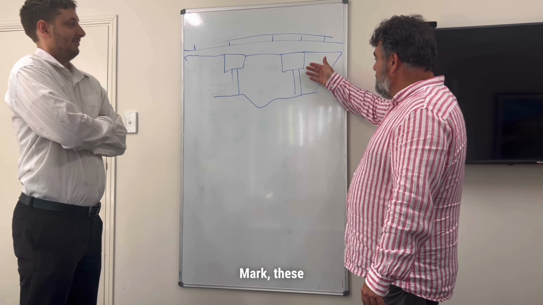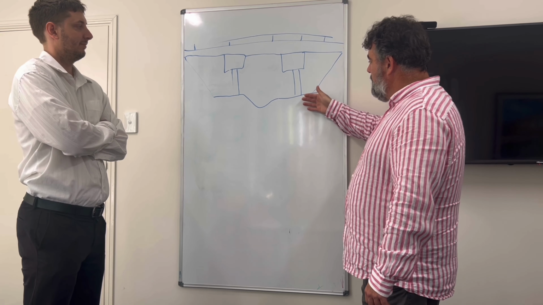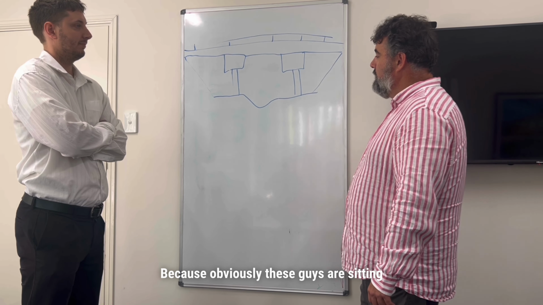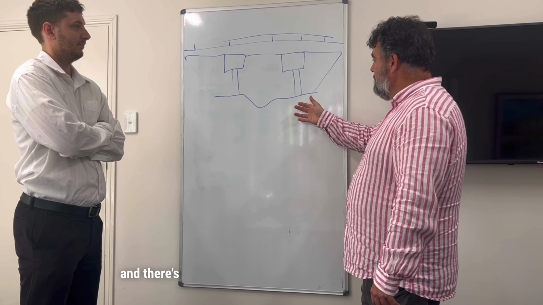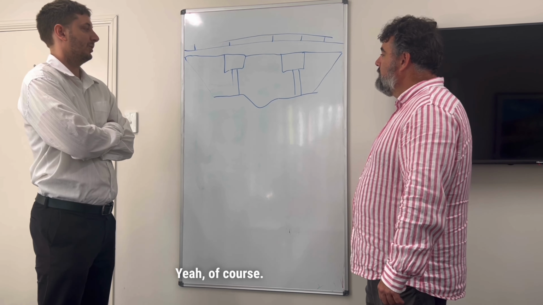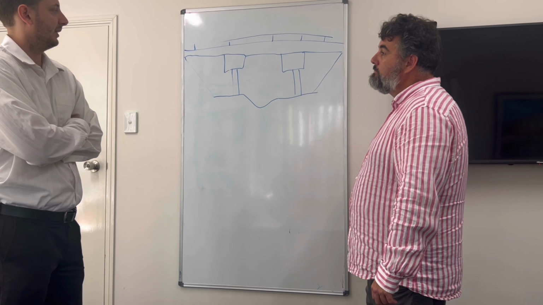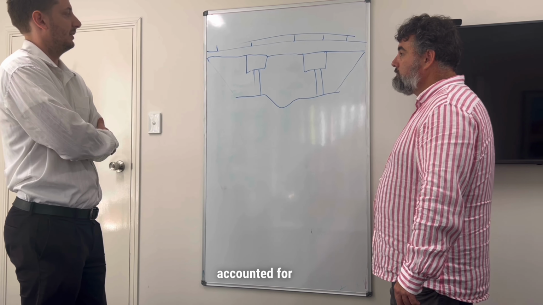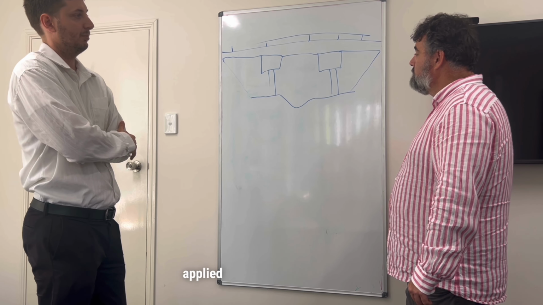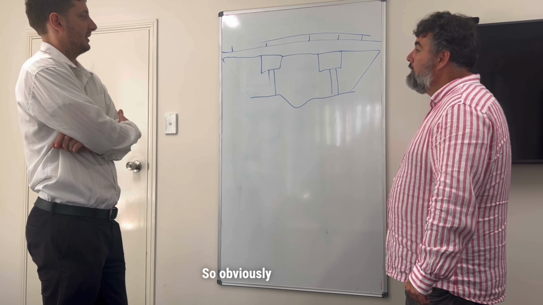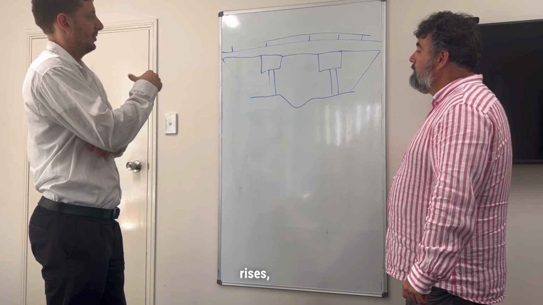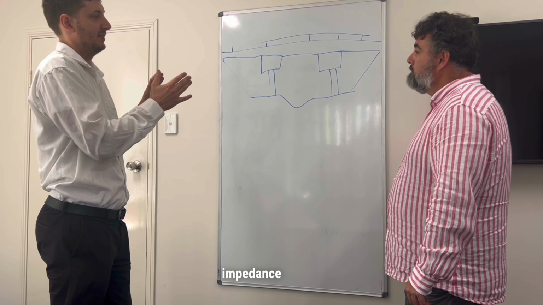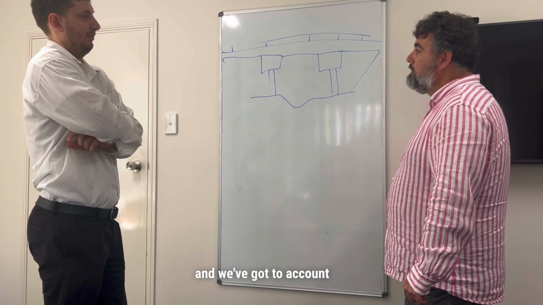So Mark, these bridge piles you've drawn here, how do we take those into consideration, and what do we have to worry about? Obviously these guys are sitting in the waterway, and there's going to be a lot of water going past them. Yeah, of course. When we model the bridges, we include the piers in that modelling calculation, and those get accounted for in the form losses and blockage factors applied to the under-bridge area. As the water rises, those piers contribute to the impedance to flow, and we've got to account for that in our modelling.